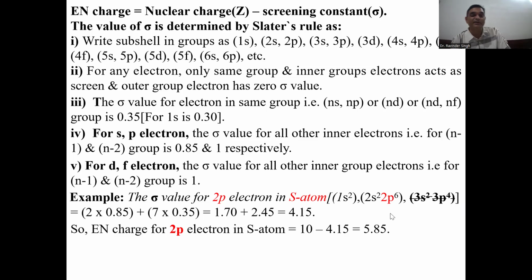Now subtract that screening constant from the actual charge of the sulfur. We have wrongly written here the 10. Just write the 16 here. यहाँ पे आप 16 लिखेंगे। क्या लिखेंगे आप यहाँ पे? 16। क्या इसको आप करेक्ट करें?